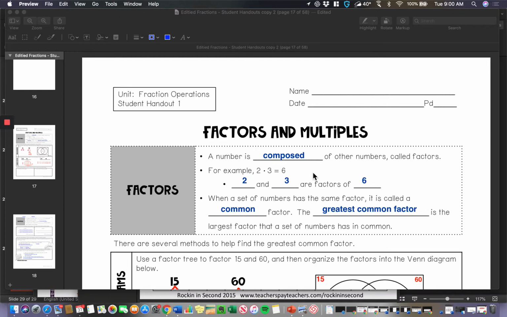Good morning, everybody. Today we're looking at factors and multiples. So the first thing we're going to look at is the factors.